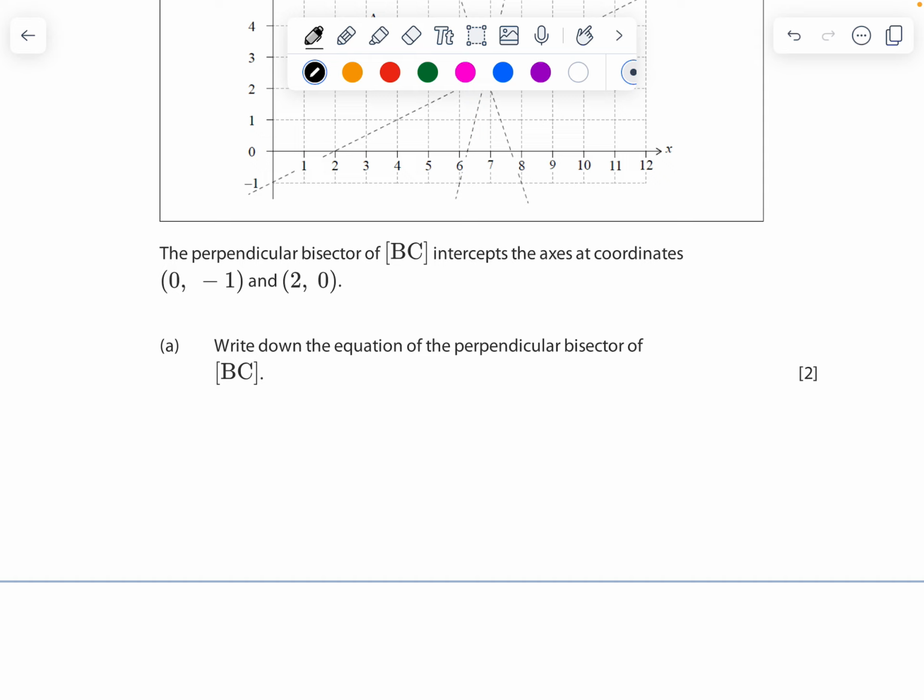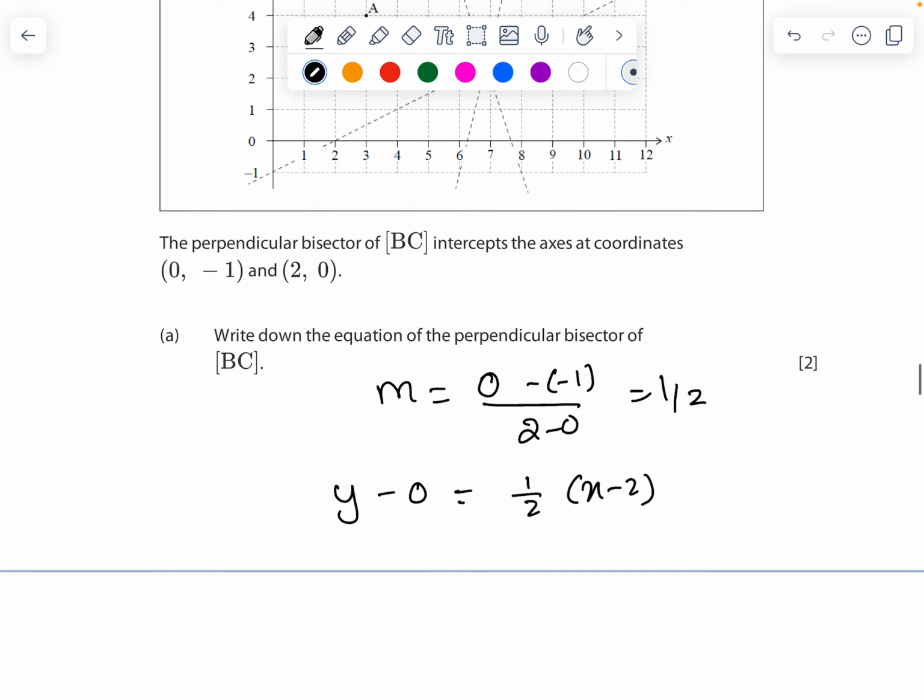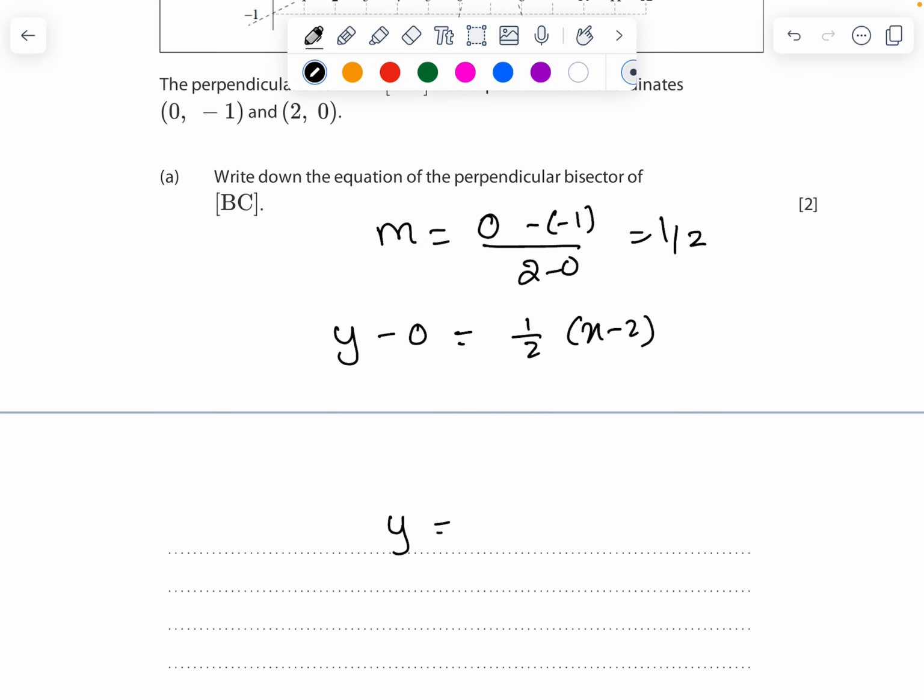Whenever the points are already given, first of all, what am I going to do? I'm going to find the gradient. Gradient is y2 minus y1 over x2 minus x1, which is 1 upon 2. So what will be the perpendicular? That is the gradient, 1 upon 2. Now the equation will be y minus y1 equals 1 upon 2 times x minus x1. So it will become y equals 1 upon 2 x minus 1, or y equals 0.5x minus 1.